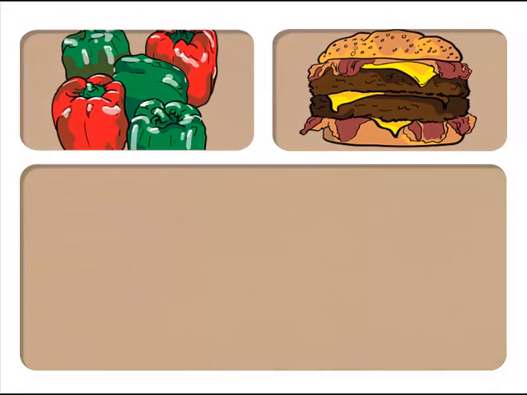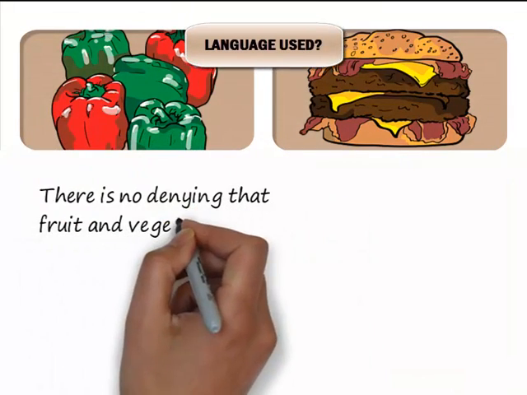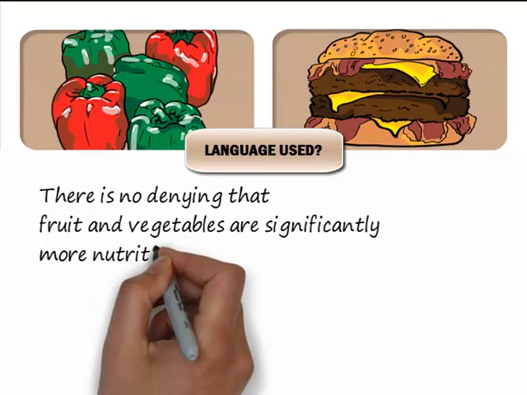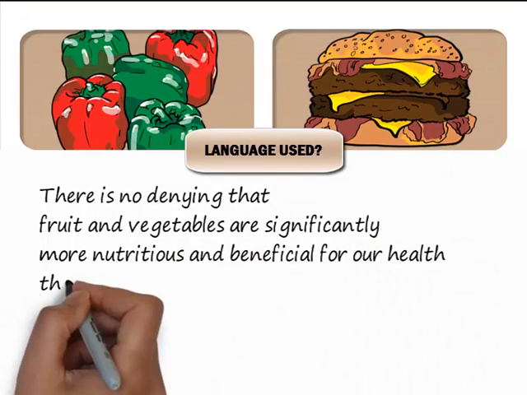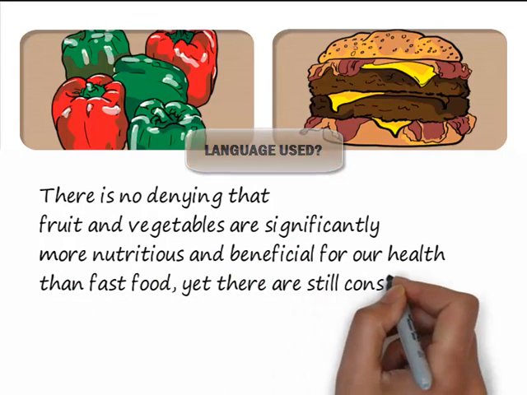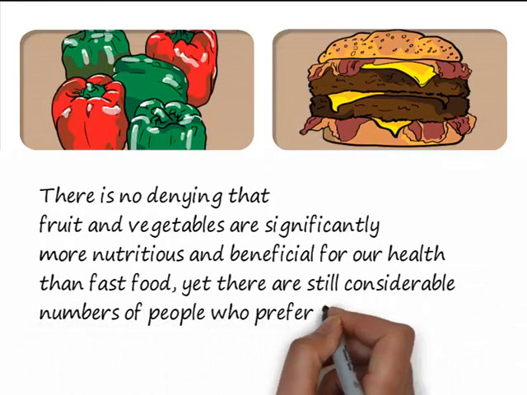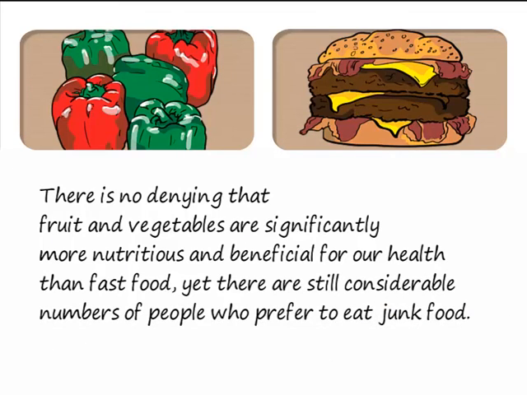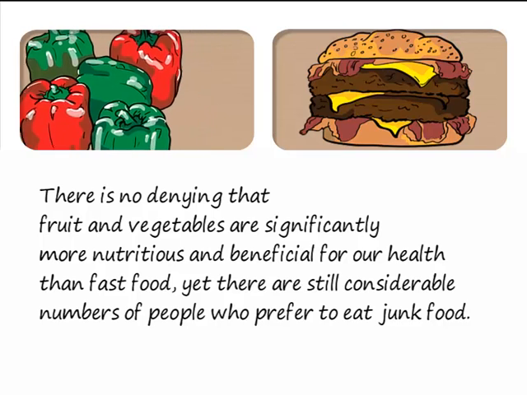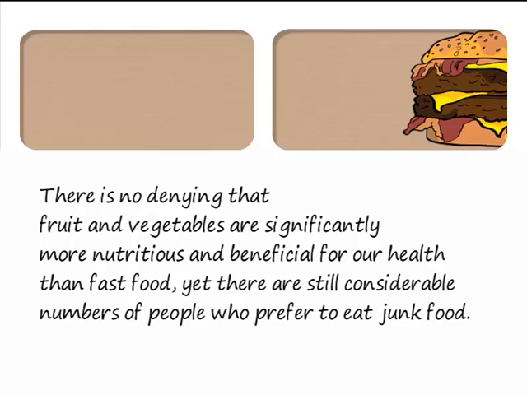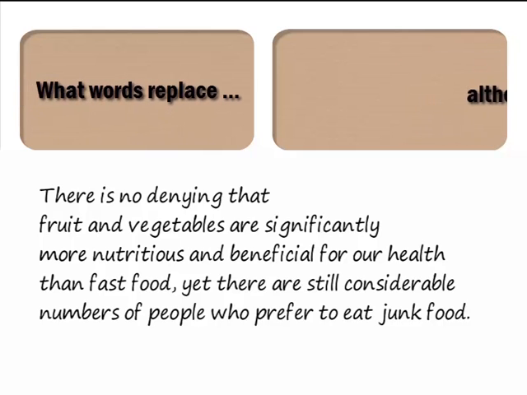What kind of language do you notice the writer using in this example? There is no denying that fruit and vegetables are significantly more nutritious and beneficial for our health than fast food. Yet, there are still considerable numbers of people who prefer to eat junk food. So what's being compared here is a common idea. Everyone knows that fast food is unhealthy, and then contrasting it with the people who ignore or disagree with this advice. In that sentence that you see there, what words replaced the word although? And what other word is added?